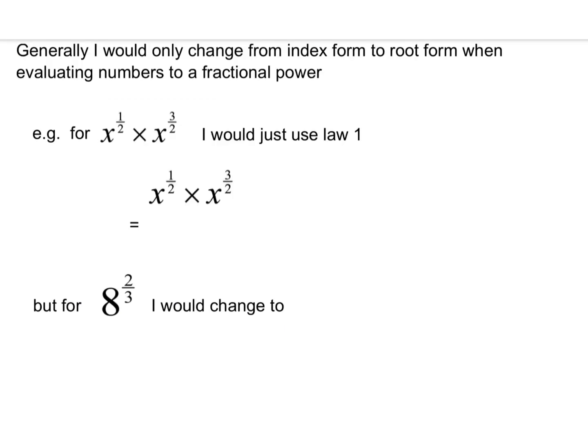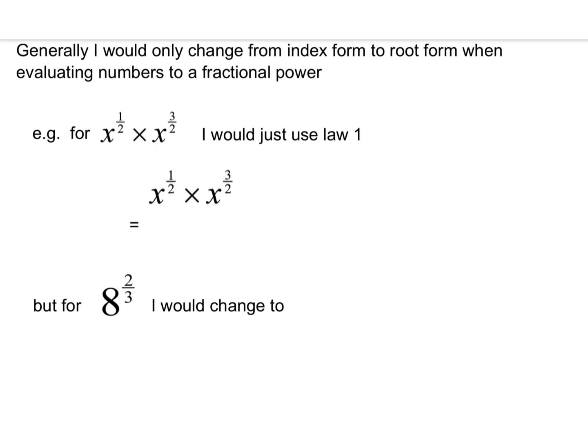Now for this bit, it's important to understand that generally you don't always want to use this rule just because you see a fractional index, okay? So generally I'd only change from the index form, which is the form like this, into root form, which is the one with the square or cubed root or whatever in it, when evaluating numbers to a fractional power. So just because this one has x to the power of half times x to the power of 3/2, what we don't necessarily want to do is make these into root form. So just because we see a fractional power doesn't mean make it into a root.